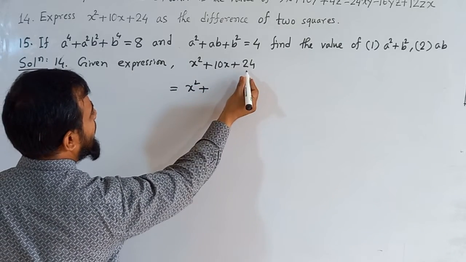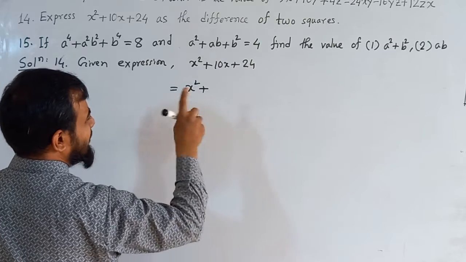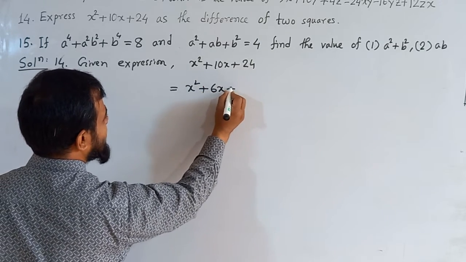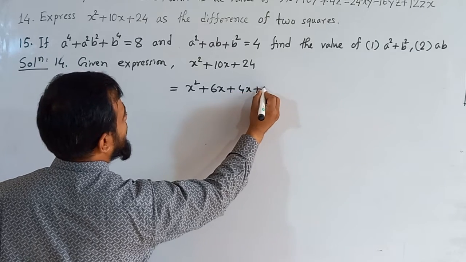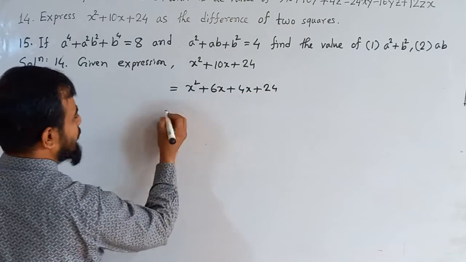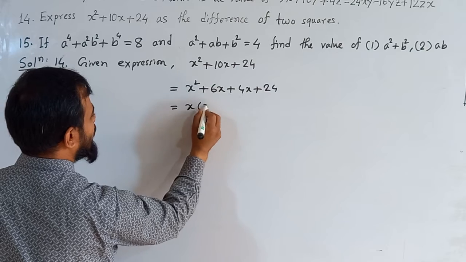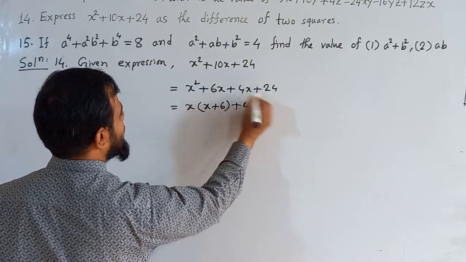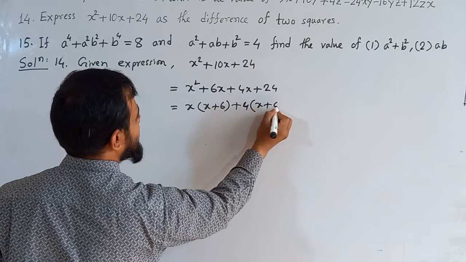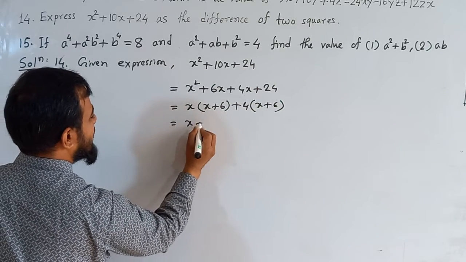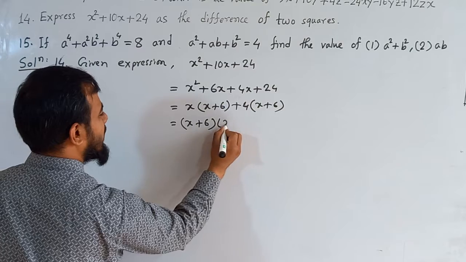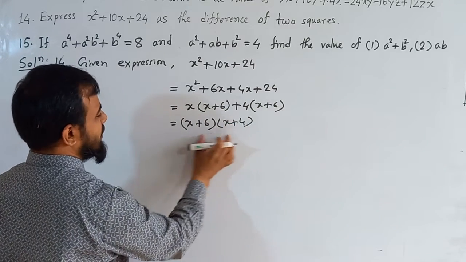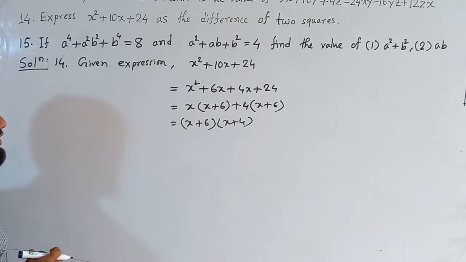We can break this 24 by 6 and 4. 6 fours are 24 and 6 and 4 when we add, it will be 10. So 6x plus 4x will be the breakdown of 10x plus 24. That's equal to, if we take x as common, it will be x plus 6, plus 4. We can take common from this second two terms, we will have x plus 6 again. So we can take x plus 6 as common, we will have x plus 4. So x plus 6 into x plus 4 is the factor of this expression.